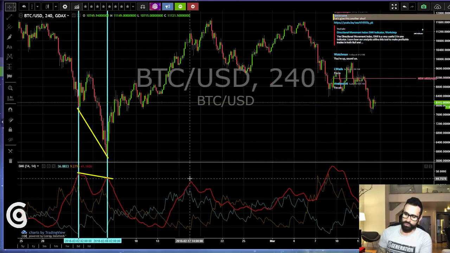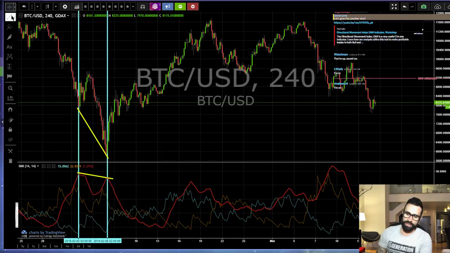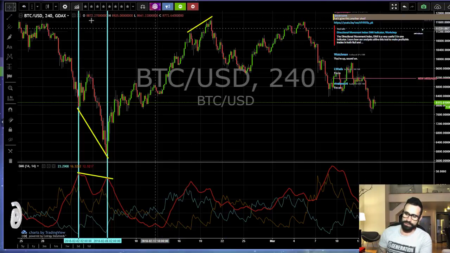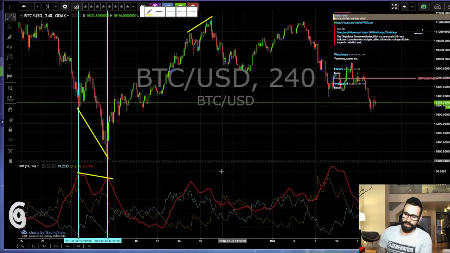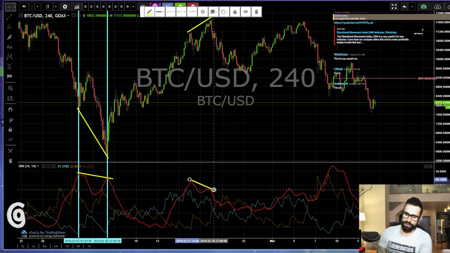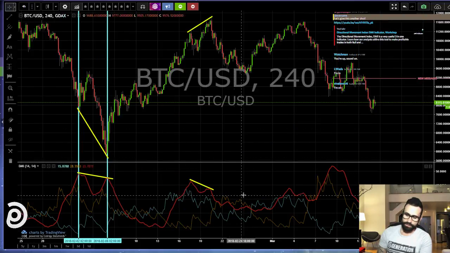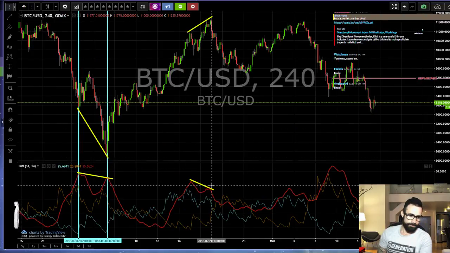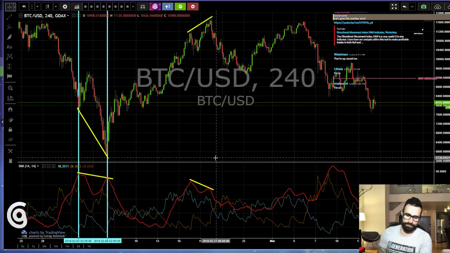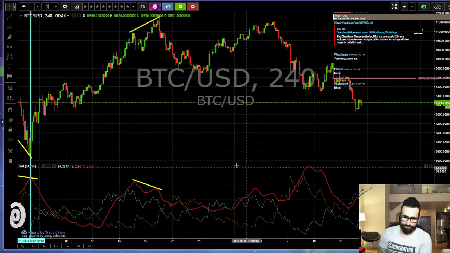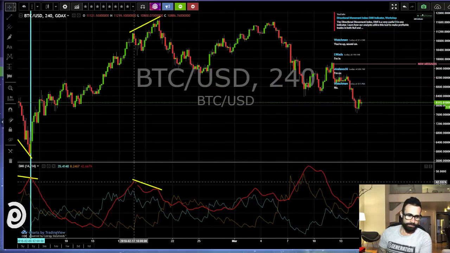And if we were to look at it over here as well, we see the opposite. We see a higher high in price, and we see the trend getting weaker as well. Does that make sense, guys? For the ADX portion of it? No?